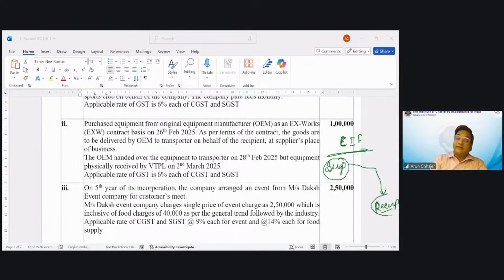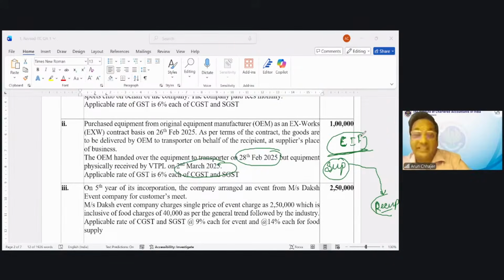And in that case, what will happen? In that case, the ITC would be available in the March or ITC would be available in the Feb if the contract is of CIF basis. क्या बोलेंगे आप? ITC मार्च में मिलेगा कि ITC Feb में मिलेगा? The answer is March. In case of CIF, it is in March. Very nice.